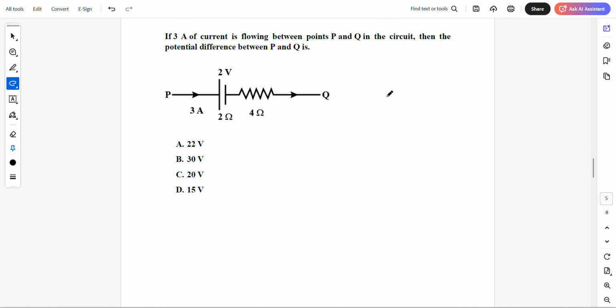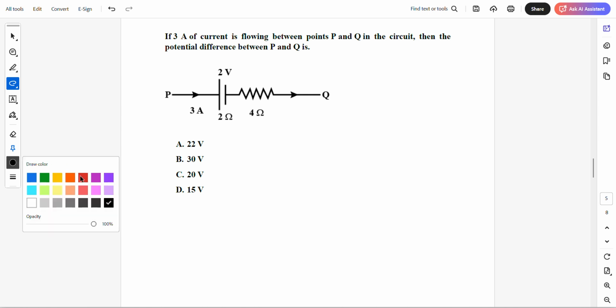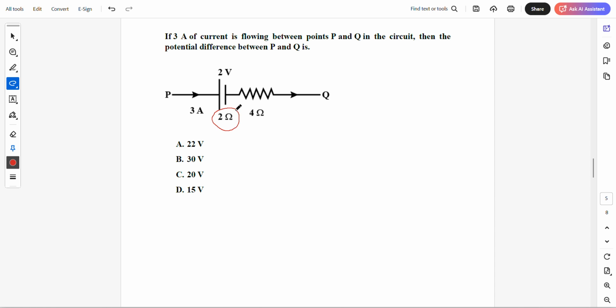Problem. What about this one? If 3 amperes of current is flowing between points P and Q in the circuit, then the potential difference between P and Q. Okay, now here, observe this one. This is very, very important. Observe this one. What is given? 2 ohm. Okay, 3 amperes of current is flowing.